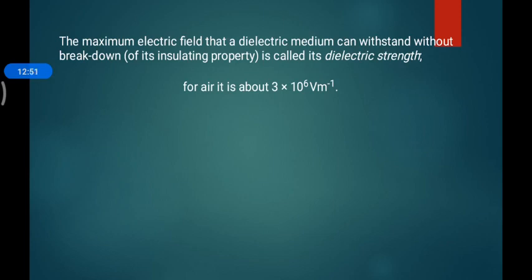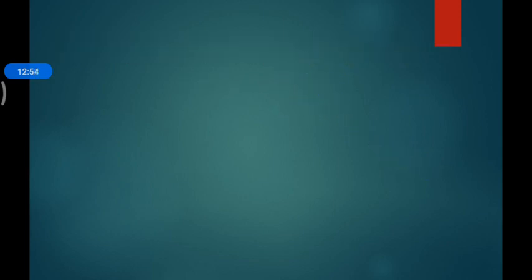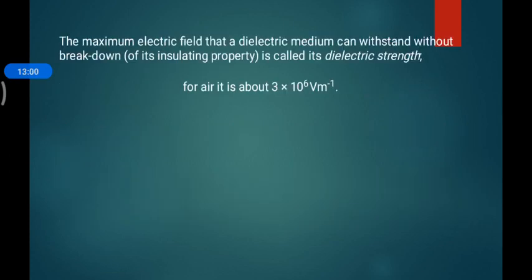So if we reduce the 1 meter separation of the capacitor plates to 1 centimeter, then it will still be 10 to the power 4. If we take just two capacitor plates, as we saw earlier, separated by 1 centimeter, air is still present between them.